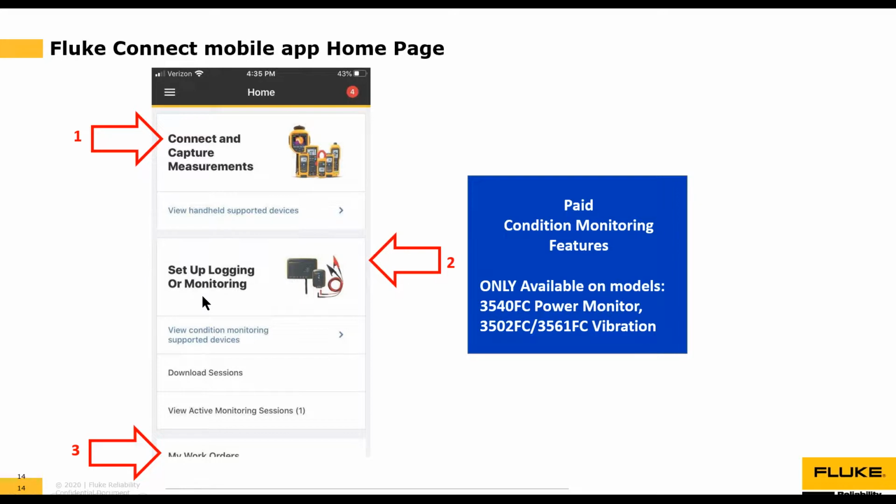This area is only available to those with a paid software subscription and only works with a limited number of tools at the moment, including the 3540 FC power monitor and the 3502 FC and 3561 FC vibration gateway and sensor. And last but not least, at the very bottom, we've got the My Work Order section. And again, that functionality is available for free for 1 year when you sign up for the software.